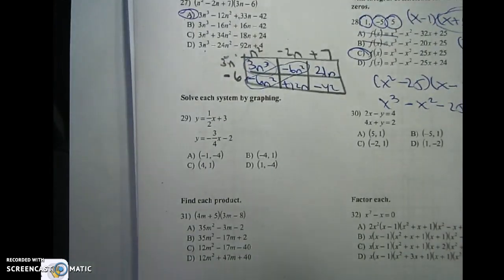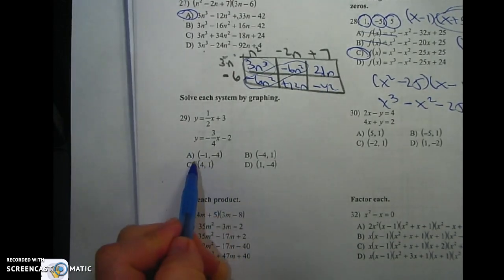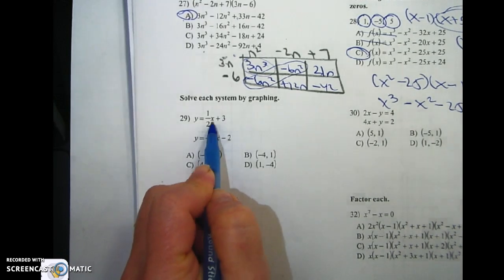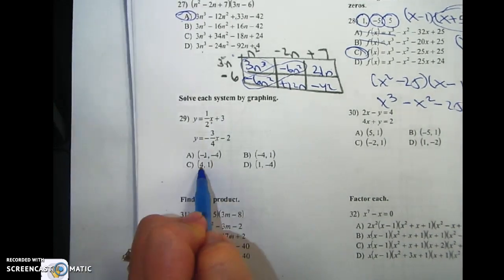All right, it says solve each system by graphing. First of all, there isn't a graph. Second of all, I don't need to graph. I can just plug in these answers to see if they work. So I see the 1, but I don't want to figure out what half of 1 is. So I'm going to start with 4.